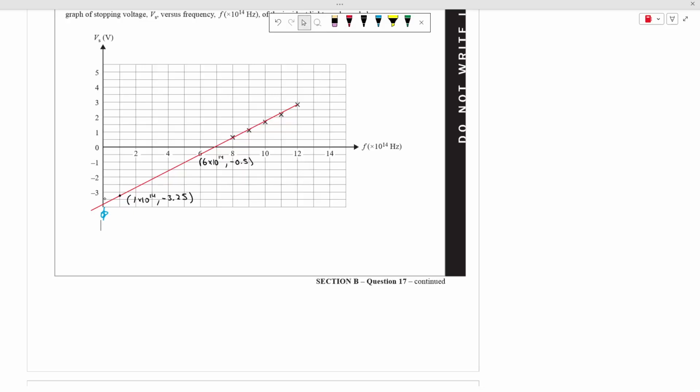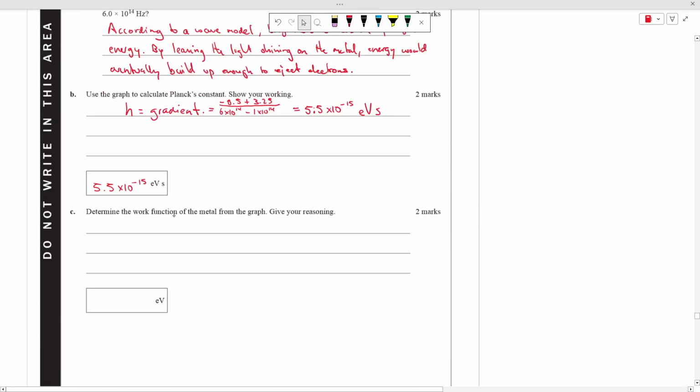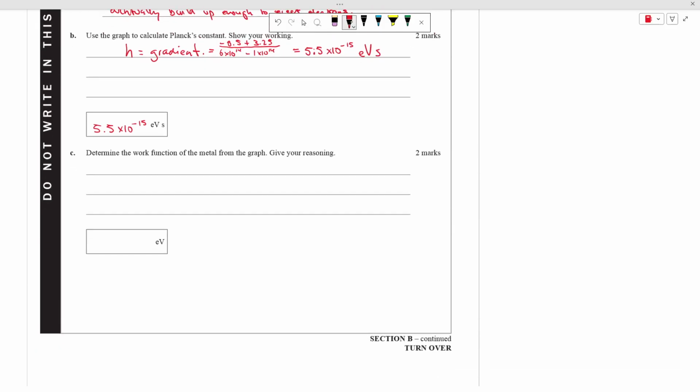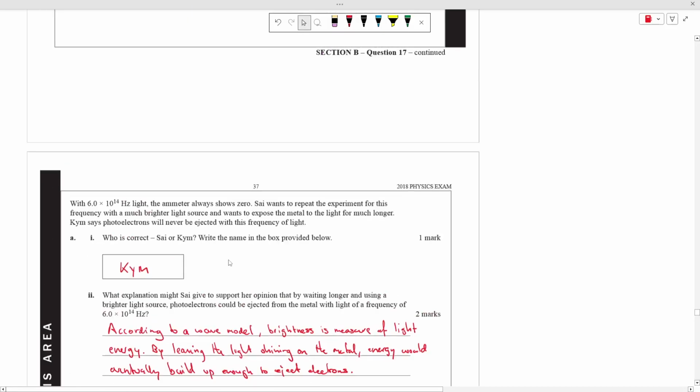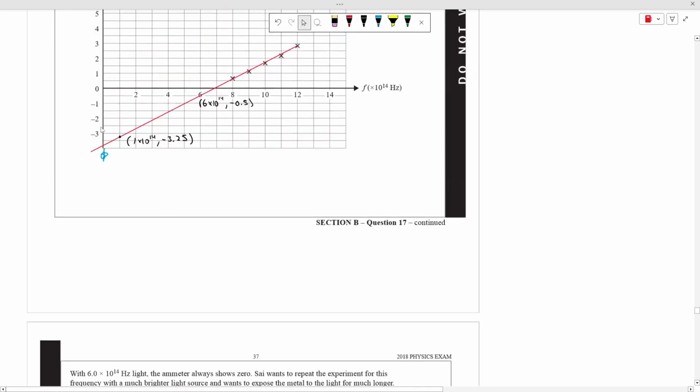Okay. So I'm going to claim that the work function equals the negative y-intercept, which is equal to 3.75. Okay, don't include the negative in your answer. Work function is a measurement of energy. Energy is not negative. It's just the magnitude of that number.